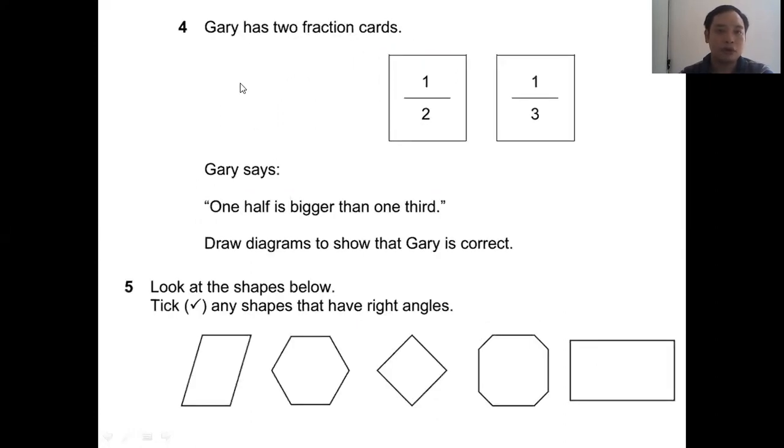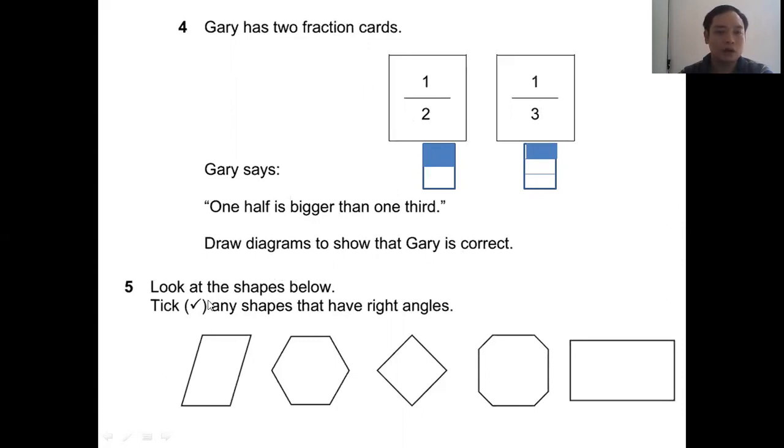Question 4. Gary has 2 fraction cards, 1/2 and 1/3. Gary says 1/2 is bigger than 1/3. Draw diagrams to show that Gary is correct. So 1/2 is here, 1/3 is here, half, and 1/3. So 1/2 is bigger than 1/3.